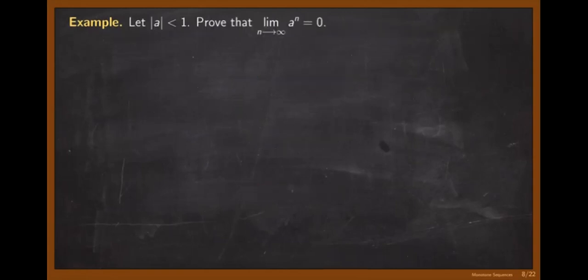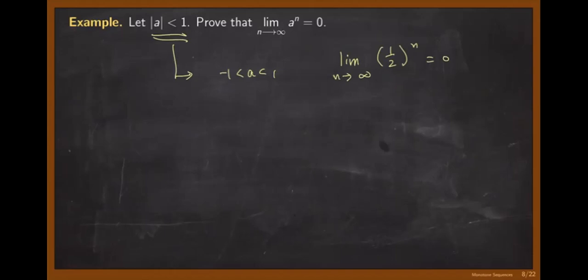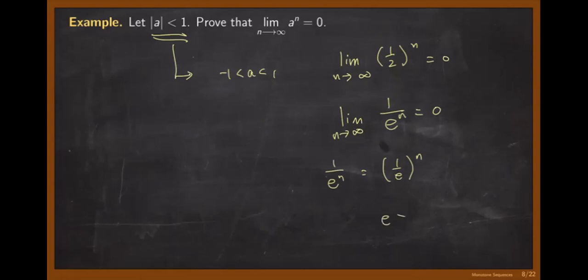Let me continue. Second example. If you get a number whose magnitude is less than 1, ang ibig sabihin nito, by the way, this inequality, let me emphasize this one. This is equivalent to saying that A is between 1 and negative 1. If A falls between 1 and negative 1, then the limit of A to the n as n approaches infinity is just 0. Ano ba yung limit ng 1/2 to the n? 0 lang yan. Limit nung, let's say, 1 over e to the n, 0 lang din yan. Kasi yung 1 over e, if e is greater than 1, it means that 1 over e is less than 1. Diba?